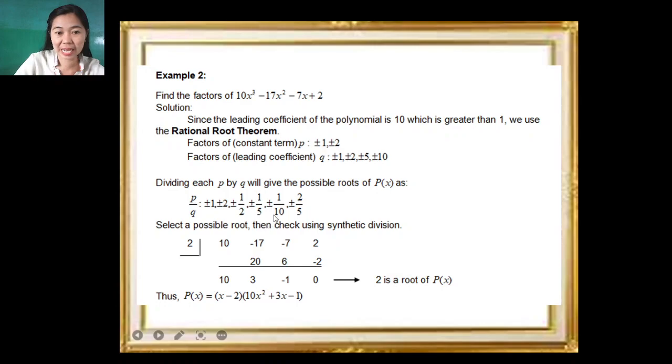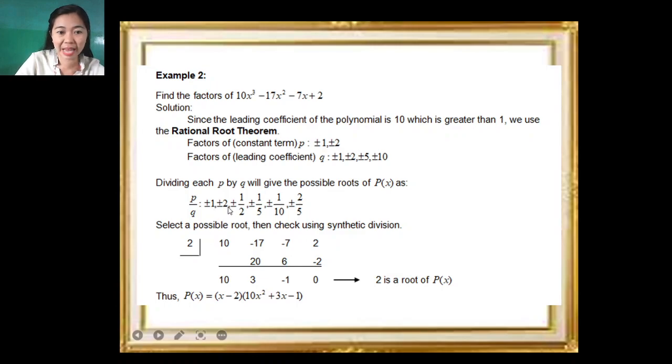Andito na, nakalista na. So, ibig sabihin, for the value of our P over Q, we have positive, negative 1, positive, negative 2, positive, negative 1 half, positive, negative 1/5, positive, negative 1/10, and positive, negative 2/5. Dito sa mga to, manggagaling yung ating possible root. And then, pag nag-zero remainder tayo, makakabuo ulit tayo ng factors. So, gamitin natin yan sa synthetic division.